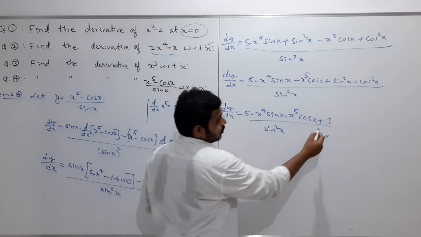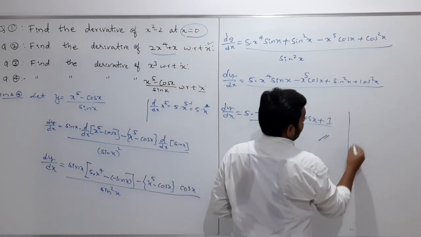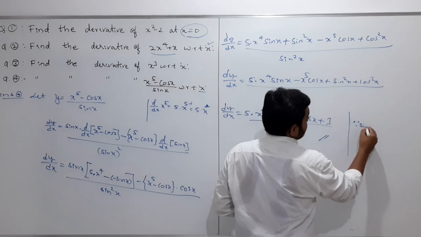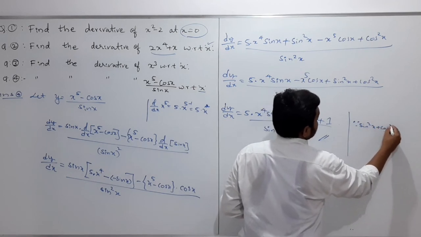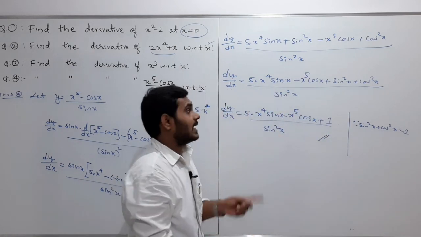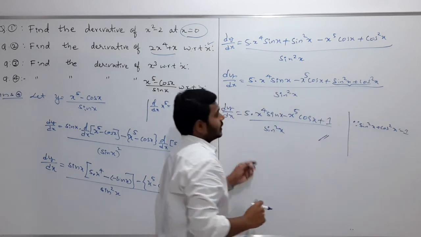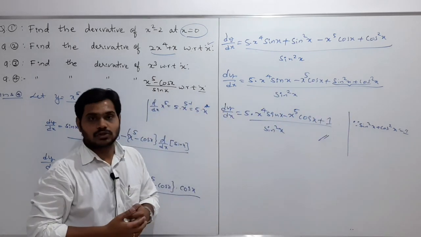So why I wrote this as 1, my dear students? I wrote this as 1 because already we know that sin square x plus cos square x equals to 1, this we learned in the 10th class. That is what I applied. So sin square x plus cos square x value is 1. This I wrote. Like this you should solve, my dear students.